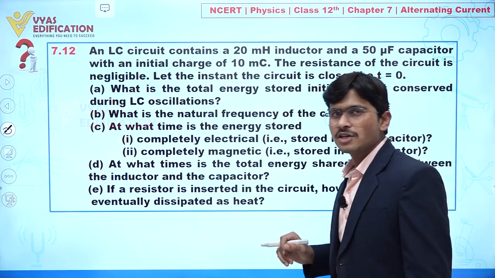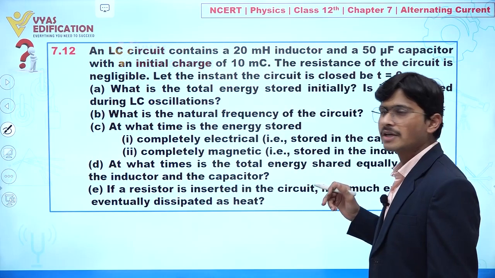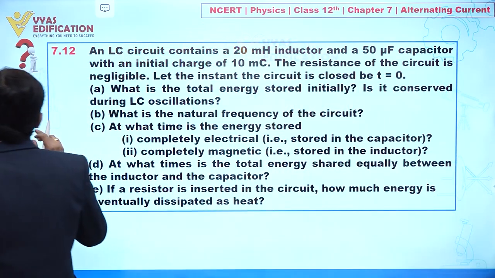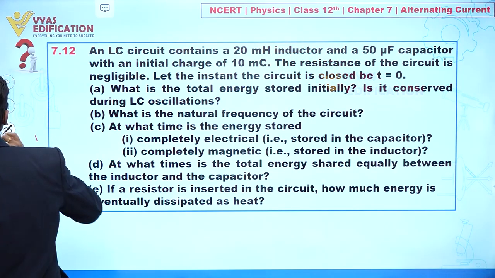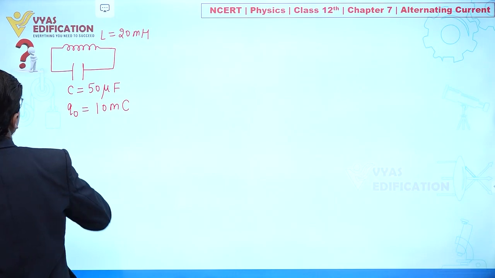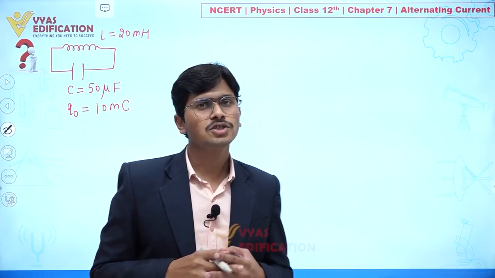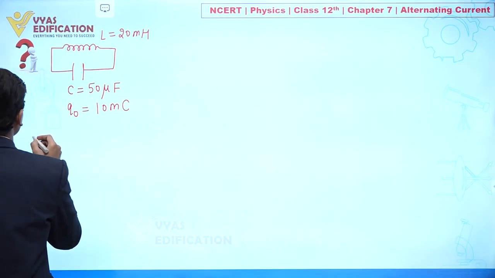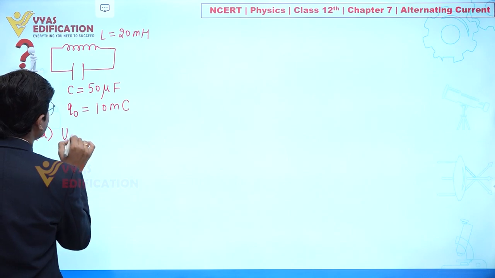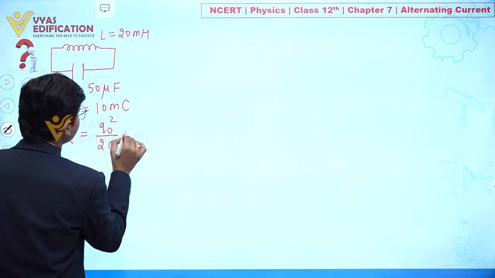So now part number A, it is given to you: what is the total energy stored initially, and is it conserved during LC oscillation, clear? So now concentrate here. First of all our objective is to find the total energy stored in the capacitor. So let's suppose this is part A, the initial energy stored, it is given by Q naught square divided by 2C, clear?